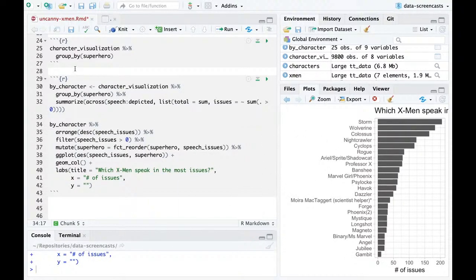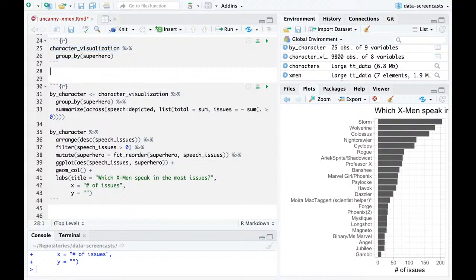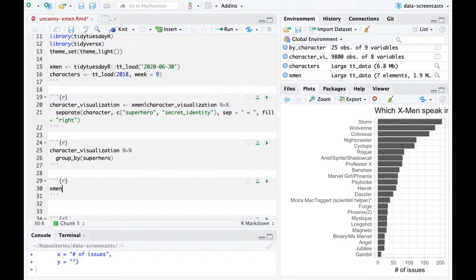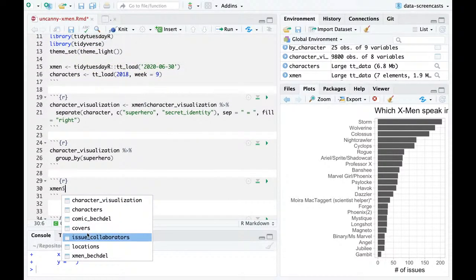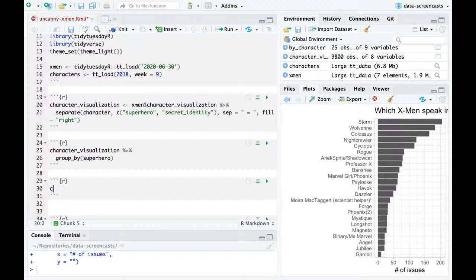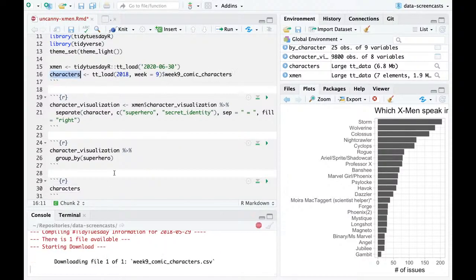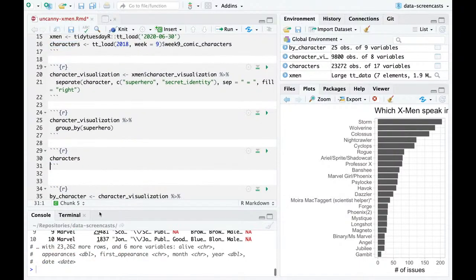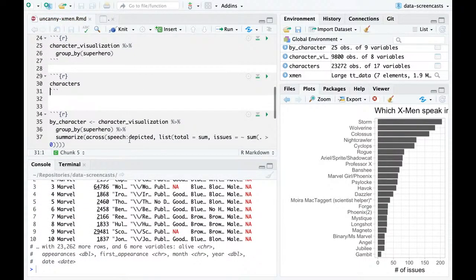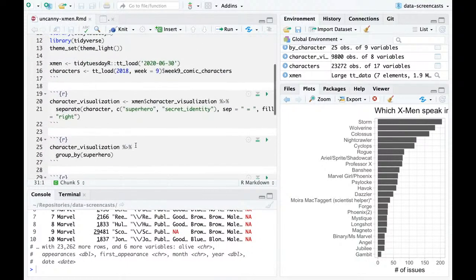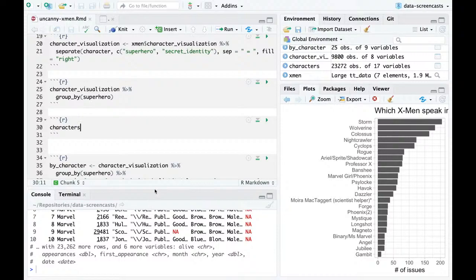Okay, I'm actually curious. Is there any data on character? Do we have something like, do we have in X-Men? We have the characters in that data set, week 9 comic characters. This is the data set we have. We got it from a different week. We got that from Tidy Tuesday 2018, week 9, which I did not analyze at the time.